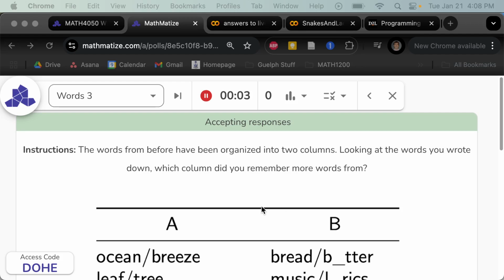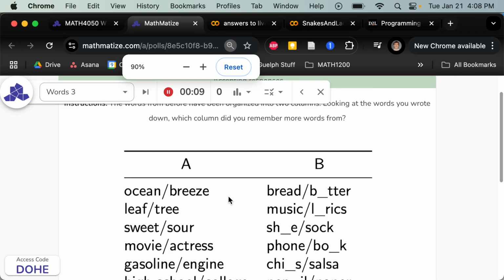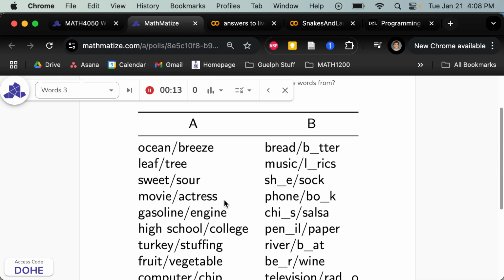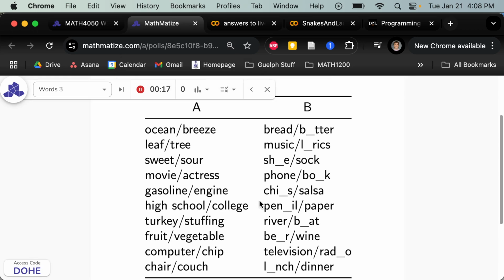I have the same exact words that you guys stared at before, but now they are arranged into two columns. There's the A column and the B column, all right? And it's not a random arrangement. There's a pattern. All the A's have one thing in common. All the B's have another thing in common.